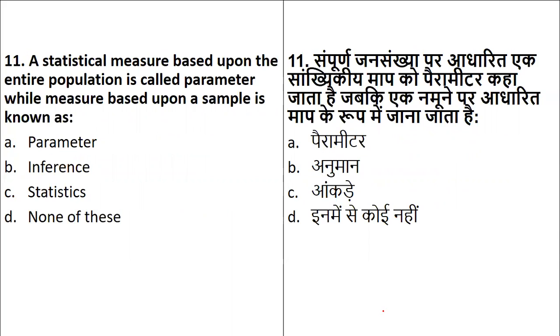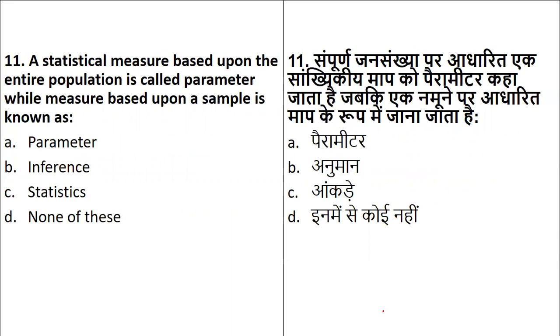Now, a statistical measure which is based on, I purposely keep on adding this question on a daily basis so that you people get in the habit of doing it correctly in all the forms. So a statistical measure based on the entire population is called a parameter. Okay, so population is called parameter.